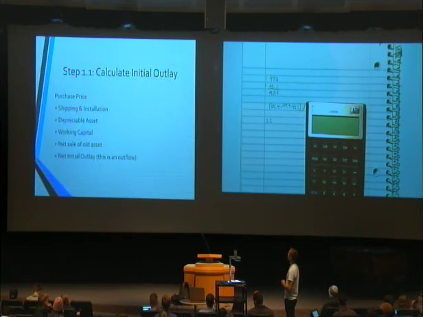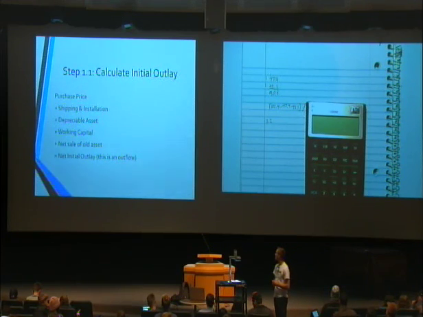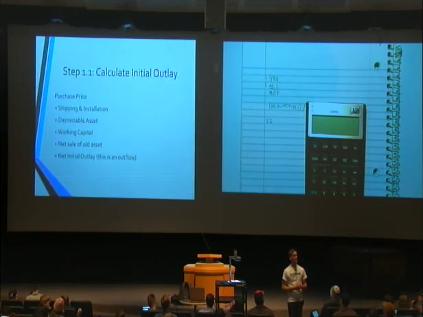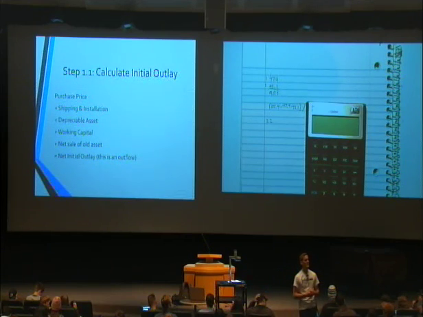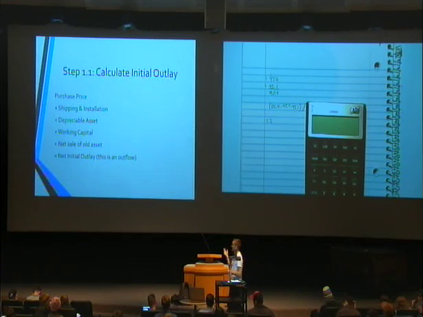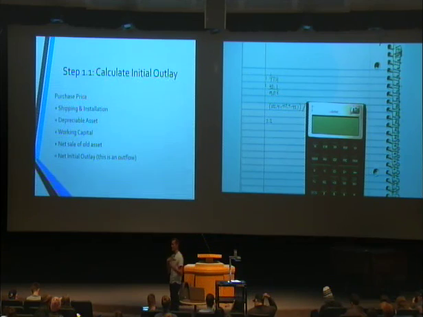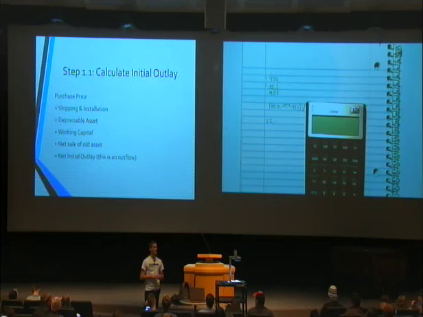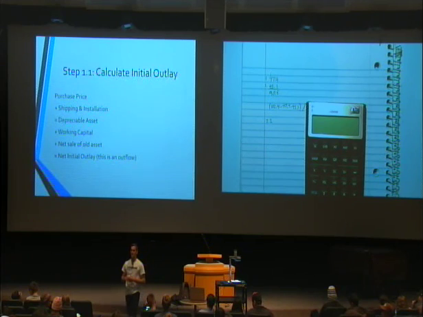What did I say? Add the net sale of old asset. Yeah, you're probably right. Because if you make a profit on the sale of your old asset, that would decrease your initial outlay, right? Okay, good observation there. So her question was, wouldn't you subtract the net sale of an old asset? That's my mistake on these slides. You would subtract the net sale of an old asset, because if you make a profit on the sale of an old asset, then that decreases your initial outlay, decreases the amount that you have to put out at the beginning.